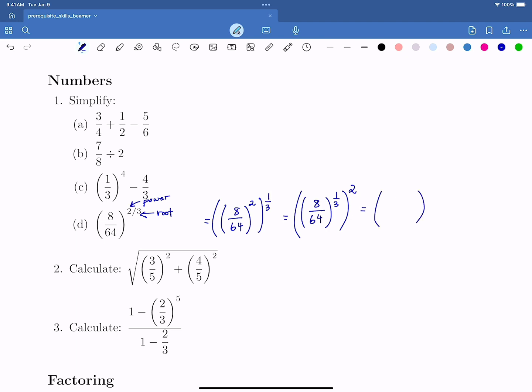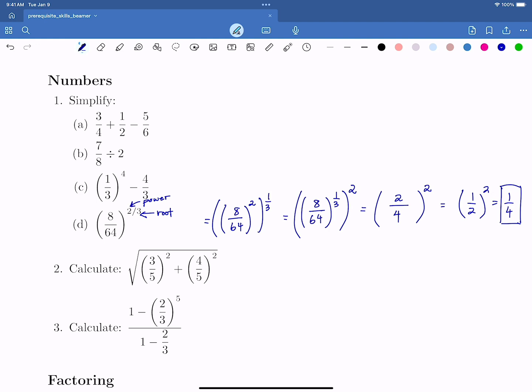The cube root of 8 is 2. The cube root of 64 is 4. And then we're going to raise that to the power 2. So now I'm going to reduce my 2/4 to 1/2. I'm raising that to the power 2, and I'm going to get 1/4. Okay, so final answer is 1/4. I went about the long way of doing this.